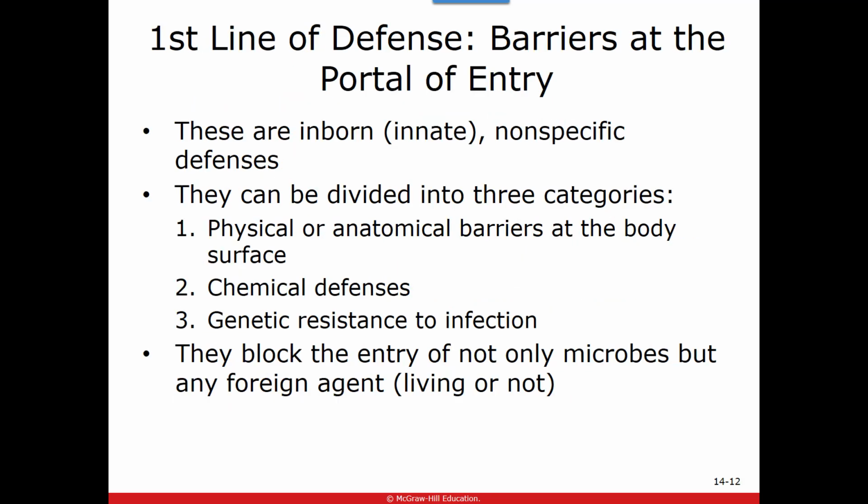Now, our first line of defense is anything that's trying to prevent something from getting in the body. We divide this into three categories: any type of physical or anatomical barrier to prevent something from getting in, different types of chemicals that prevent things from getting in, and even some genetic resistance that can block infections. Again, they can block the entry of not only the microbes that we talk about in this class, but any foreign agent, some type of dust, any type of dirt. They are there to recognize any foreign object.